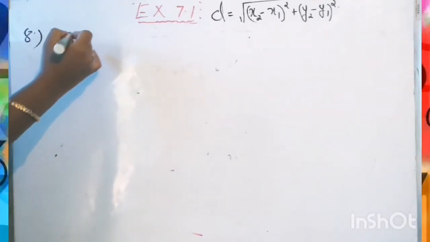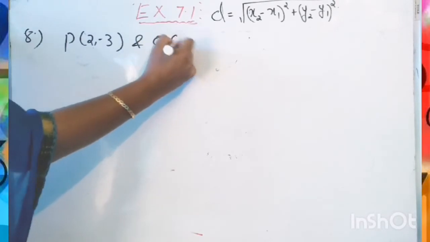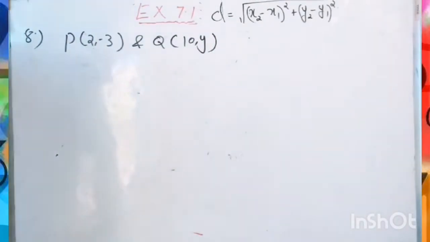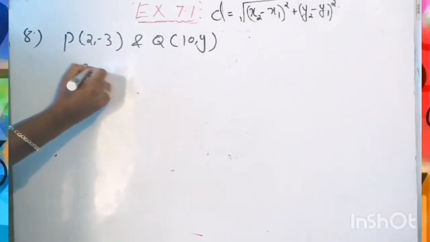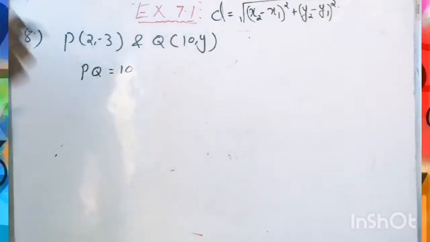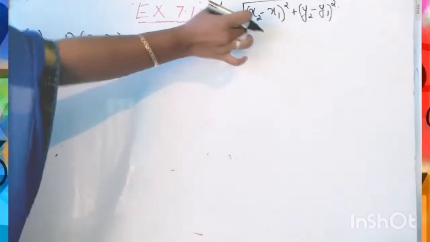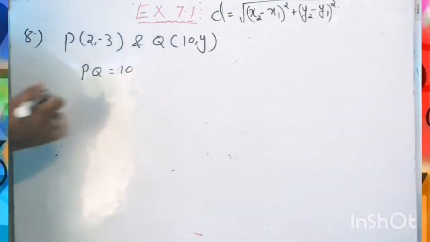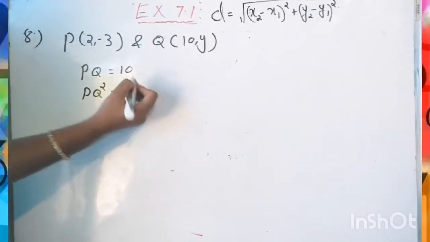P of 2 comma minus 3 and Q of 10 comma y. This is our given point. The distance between these 2 points that is given, that is PQ equal to 10 units. Now again we are going to apply this distance formula. We have square root. We need to exclude that square root. For that I am going to take square on both sides. So PQ square is equal to 10 square.